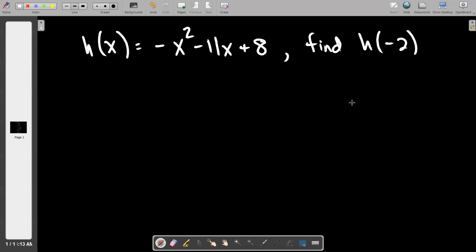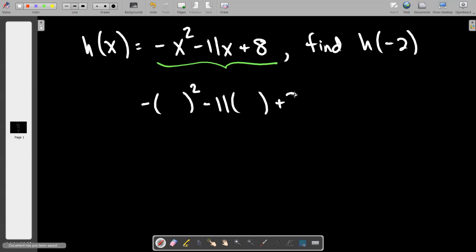Find H of -2, right? So here we go. I'm going to copy down the, what's it called again? What's this thing called? The function rule. And I'm going to be patient about this because I don't want to miss it. I don't like missing problems. I do sometimes, but I don't like it. So I'm going to write negative awkward space squared minus 11 times awkward space plus 8.